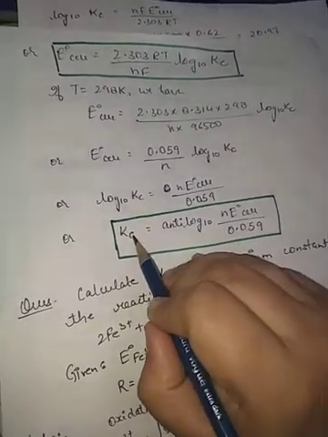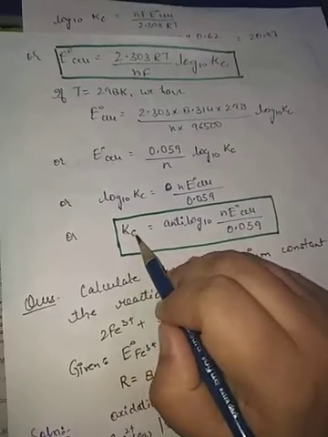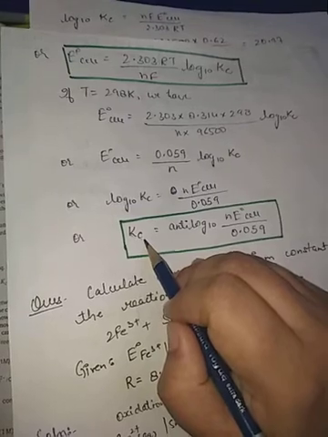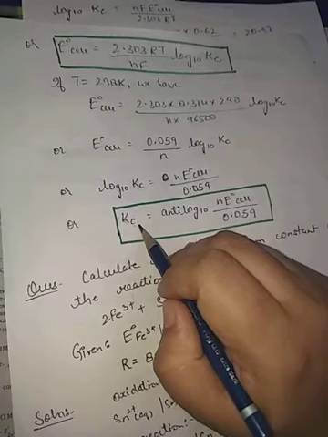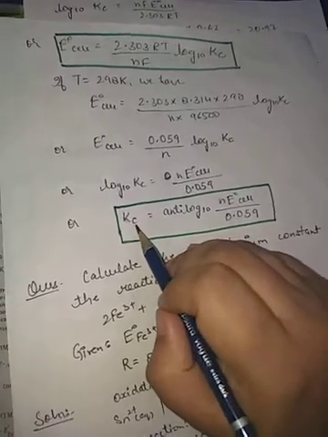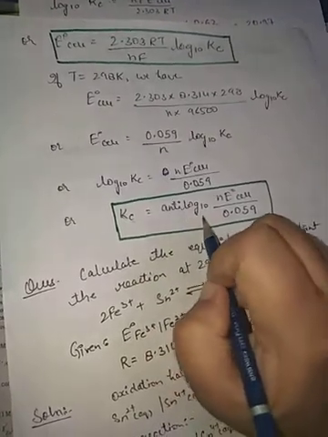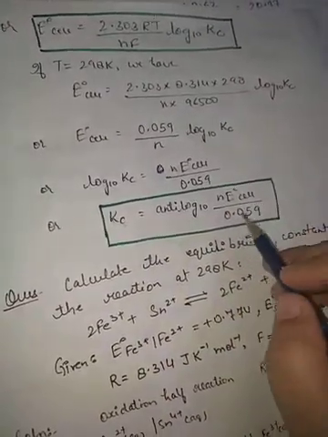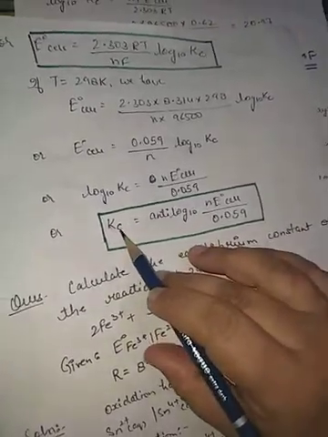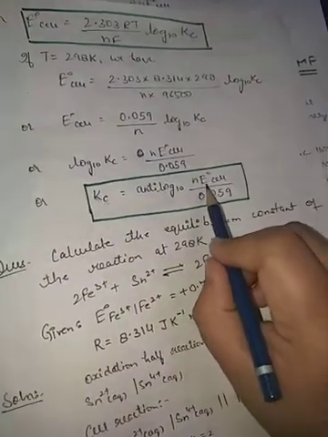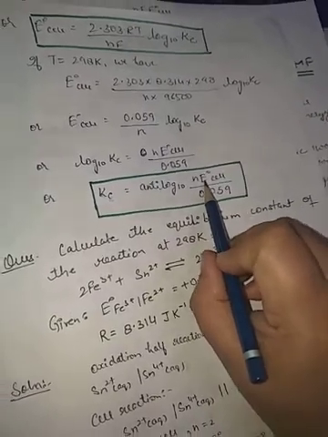So from here we can find the formula for Kc, the equilibrium constant when both the electrodes have attained equilibrium. When there is no potential difference between the electrodes, the equilibrium constant Kc equals the antilog base 10 of n E naught cell upon 0.059. This is the formula to calculate the equilibrium constant. If E naught cell is given, fine, and if the reduction potentials are given, then we can calculate E naught cell and then Kc.